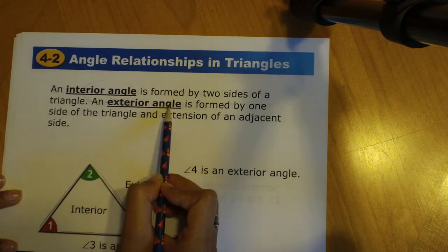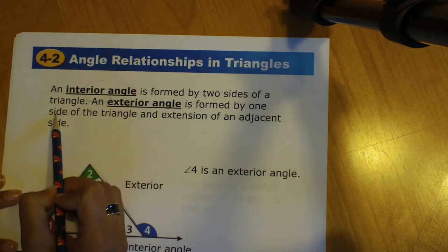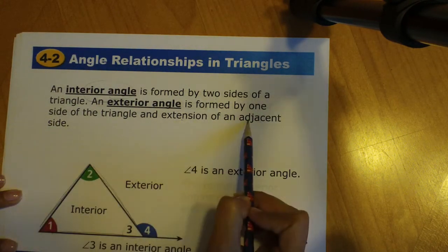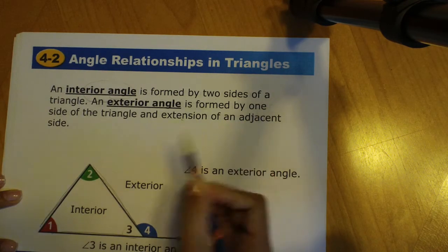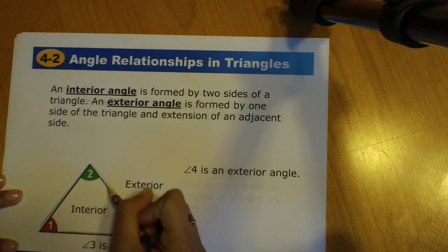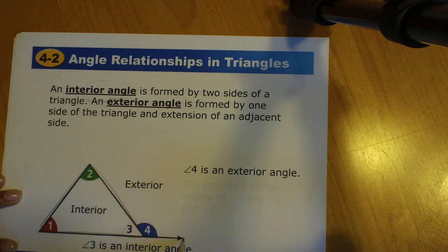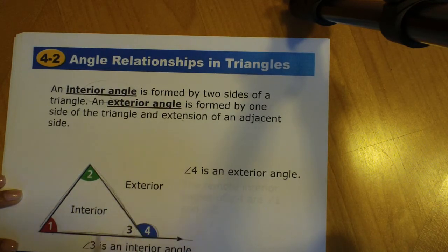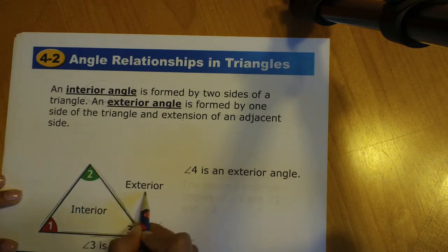And exterior angles are formed by one side of the triangle and then an extension and an adjacent side. So this is one side of my triangle, and this side is being extended. So this angle 4, created by this side and this extension, is the exterior.